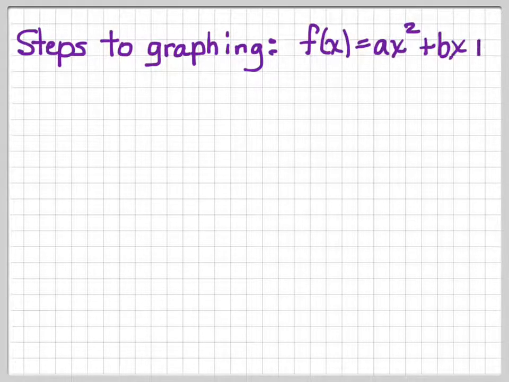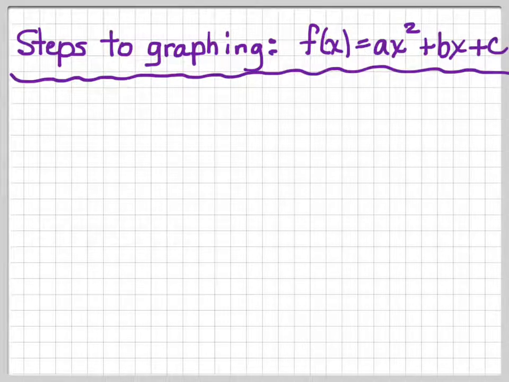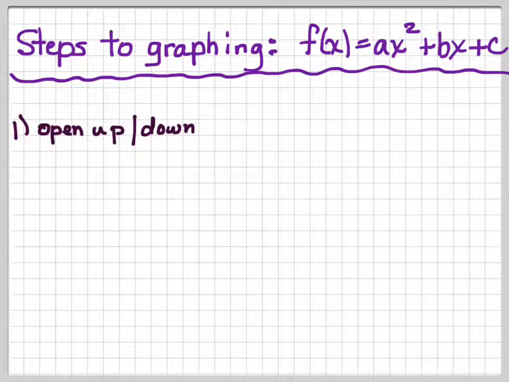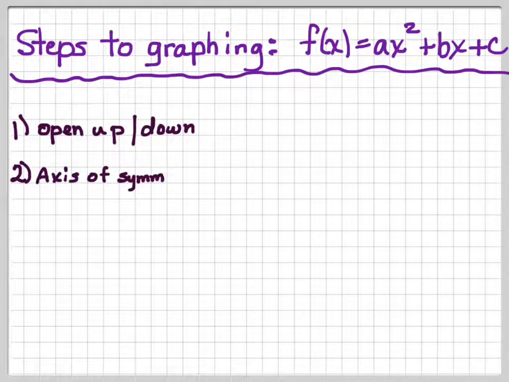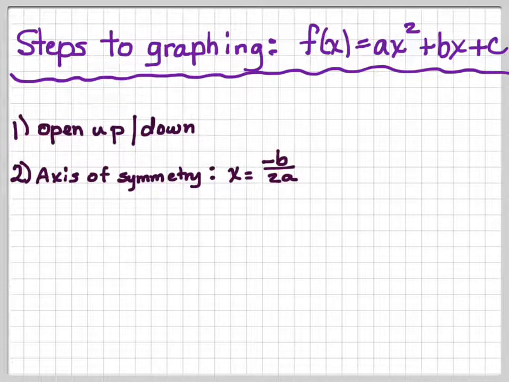So let's get started. The steps to graphing in the form f of x equals ax squared plus bx plus c. First thing we're going to do is determine, does this open up or down? Then we're going to determine what the axis of symmetry is. That's that vertical line that cuts the parabola in half and acts as a reflection line. And that formula for the axis of symmetry, because it's a vertical line, it's going to be x equals, and the value of x is going to be minus b over 2a. We're going to work in class on developing that formula, but for now I just want you to be able to work with the formula.